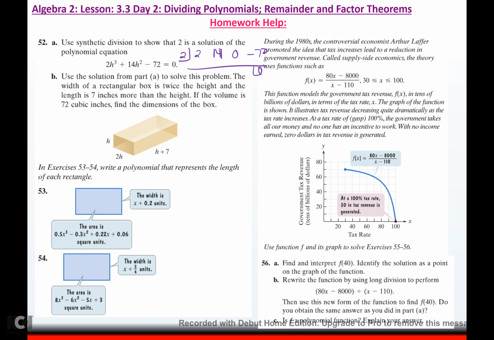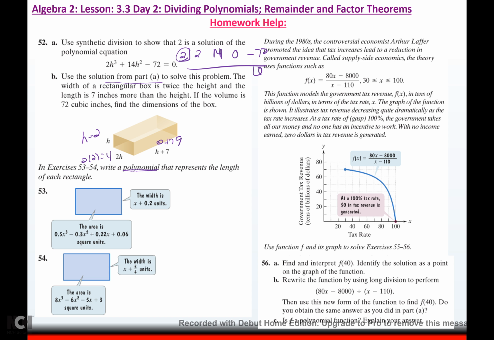That's what A wants. B says, use the solution from part A. Well, they're telling you that 2 is the answer. So they're saying, find the dimensions of the box. Well, change all your h's to 2. So this would say h equals 2. This would say 2 times 2 is 4. This would say 2 plus 7 is 9. So your dimensions of your box is 2 by 4 by 9. Easy.